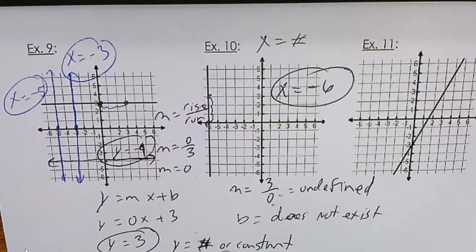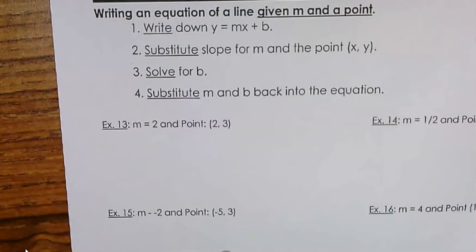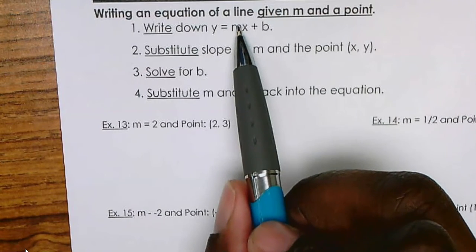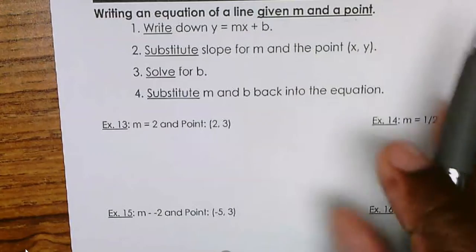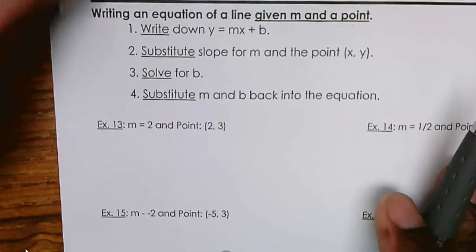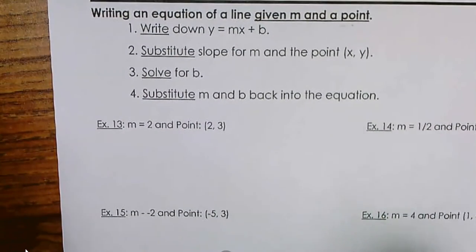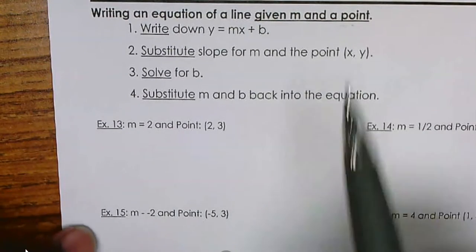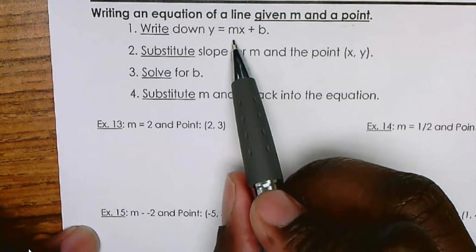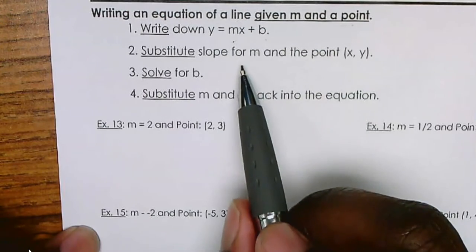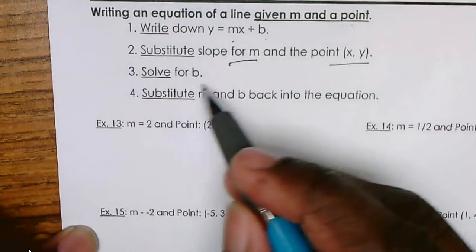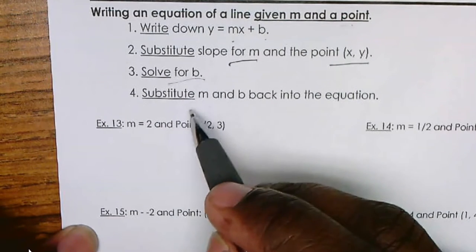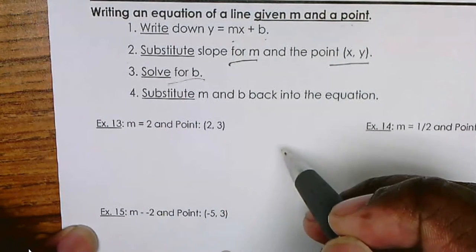All right, so that's enough of those. Going on. Last type is write an equation of a line given m and a point. So in this type, you're going to write an equation of a line given the slope and the point. The rule is still the same. We're going to start by writing y equals mx plus b. We're going to substitute m and x and y from the point, so we can solve for b. Then you're going to substitute m and b back into the equation.